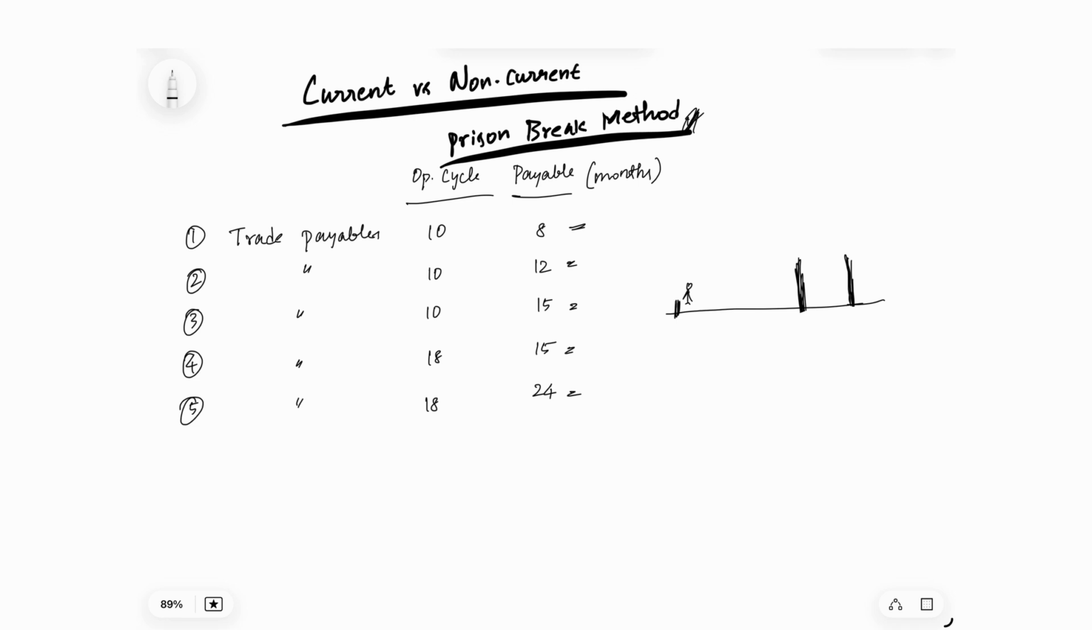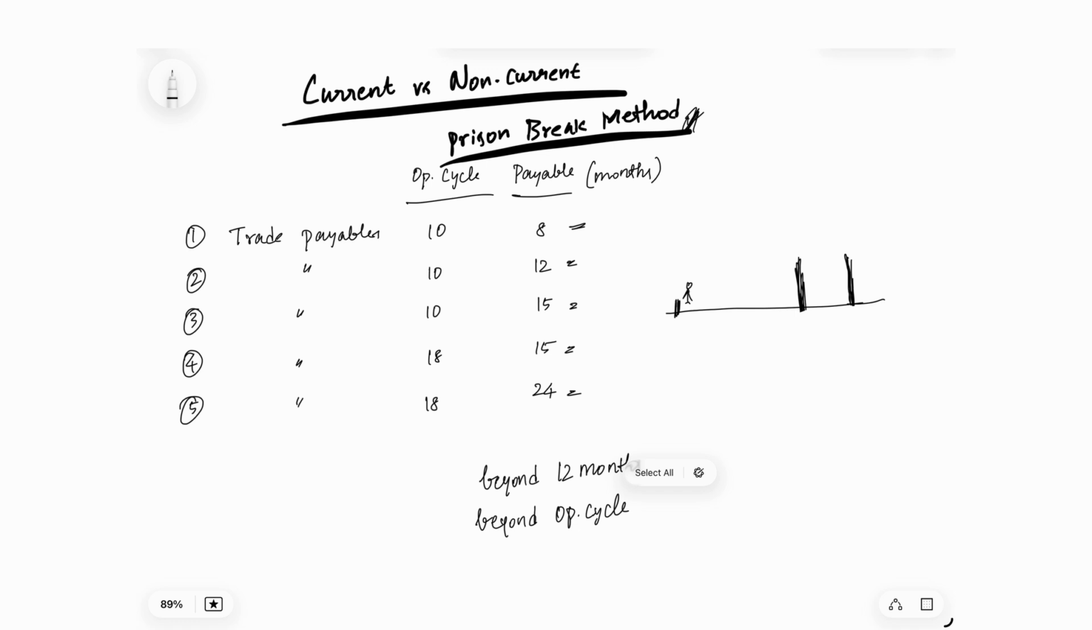Let us see the condition for a liability to be called non-current: it should be beyond a period of 12 months and also beyond its operating cycle. Any liability that falls due within 12 months is called current, or any liability that falls within the operating cycle is also called a current liability. Therefore, for a liability to be called non-current, it has to go beyond the 12-month period and also beyond its operating cycle.